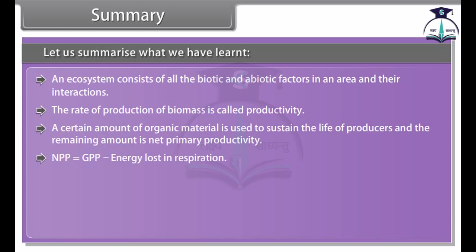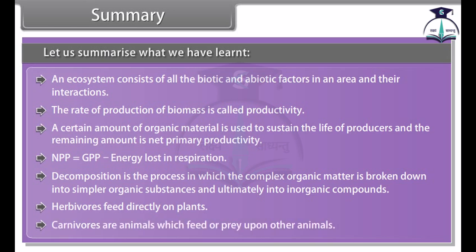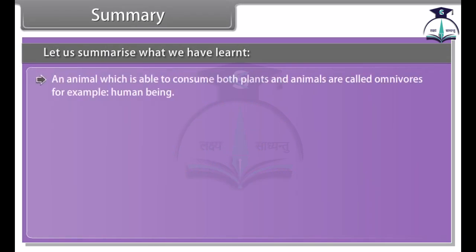NPP is equal to GPP minus energy lost in respiration. Decomposition is the process in which the complex organic matter is broken down into simpler organic substances and ultimately into inorganic compounds. Herbivores feed directly on plants. Carnivores are animals which feed or prey upon other animals. An animal which is able to consume both plants and animals is called an omnivore, for example, human being.